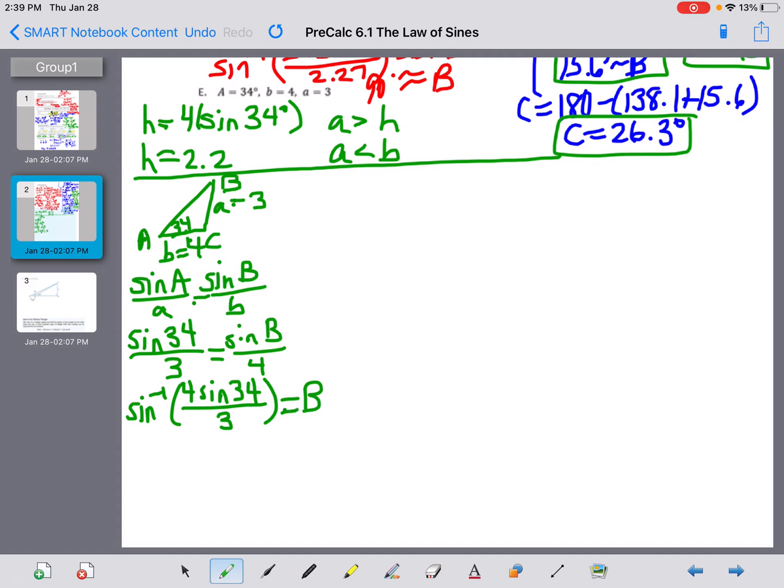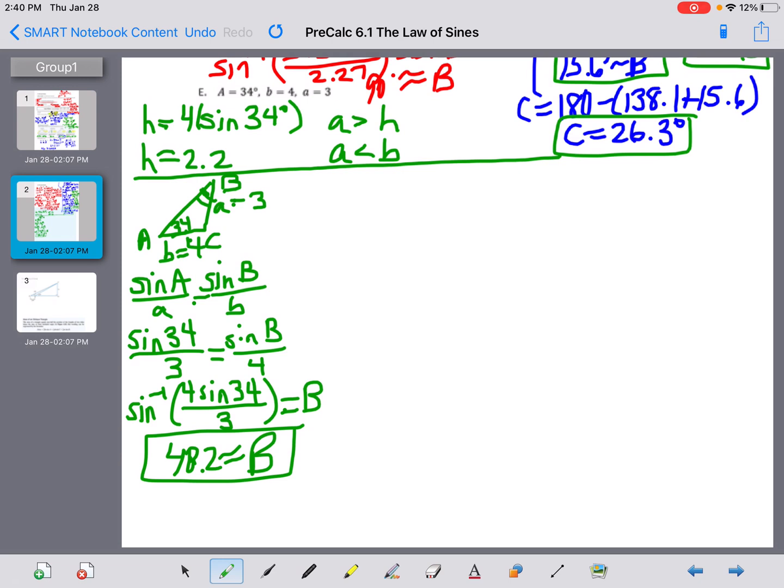Okay, so I run this through my calculator. Inverse sine, 4 sine of 34 divided by 3, and B equals 48.2. Okay, I'm going to highlight that a little bit because, do you remember that rule I gave you at the beginning, that my calculator will only give me acute angles? So my calculator gave me 48.2. However, just keep in mind, maybe it's not 48.2 because it could be the obtuse angle. But right now, in this scenario, we're going with the acute angle, okay?